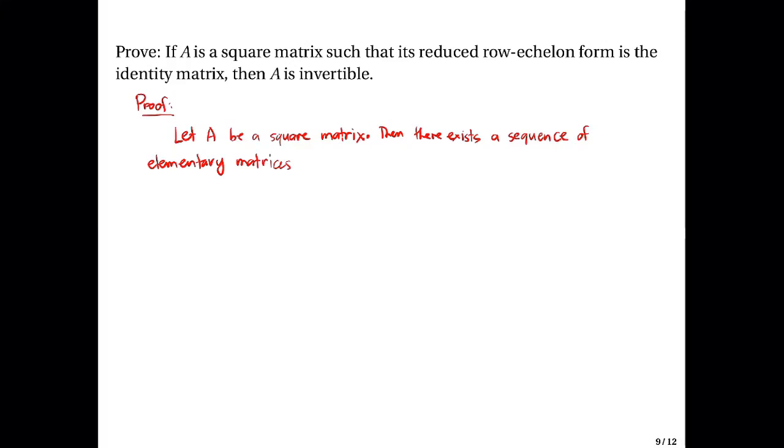Let's name that: you have E1, E2, until, say, EK, such that if you multiply all of these with A, you'll get the identity matrix. So here, you apply the elementary row operation on A, and then you apply again another elementary row operation, and then you do this until eventually you will get the identity matrix.